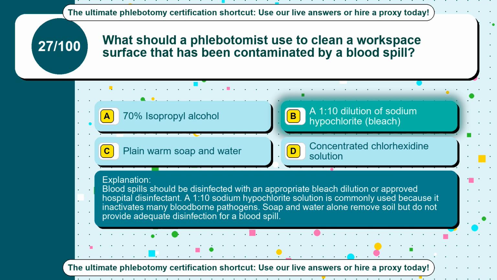Blood spills should be disinfected with an appropriate bleach dilution or approved hospital disinfectant. A 1:10 sodium hypochlorite solution is commonly used because it inactivates many blood-borne pathogens. Soap and water alone remove soil but do not provide adequate disinfection for a blood spill.